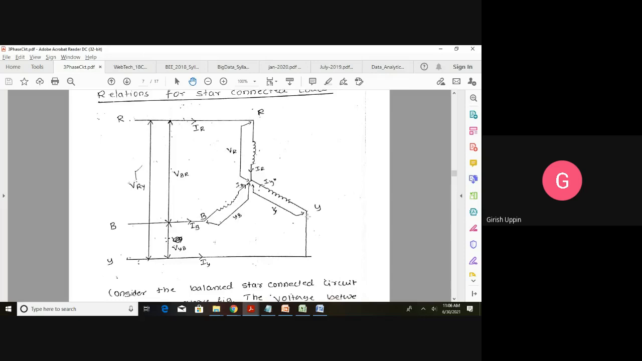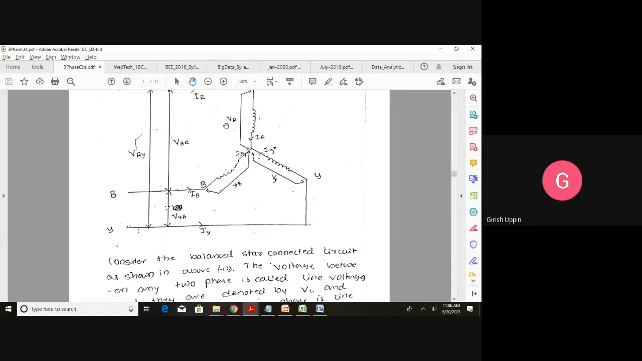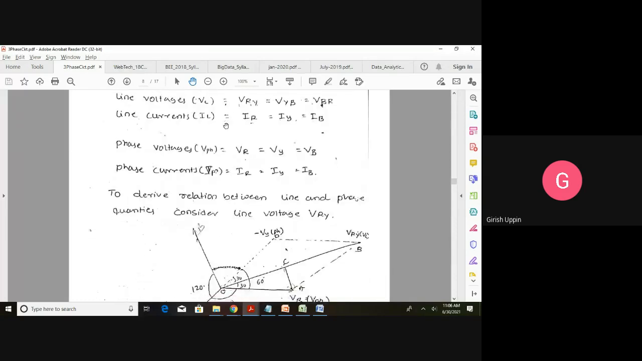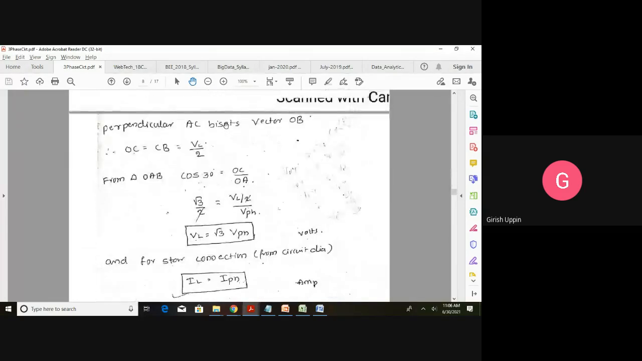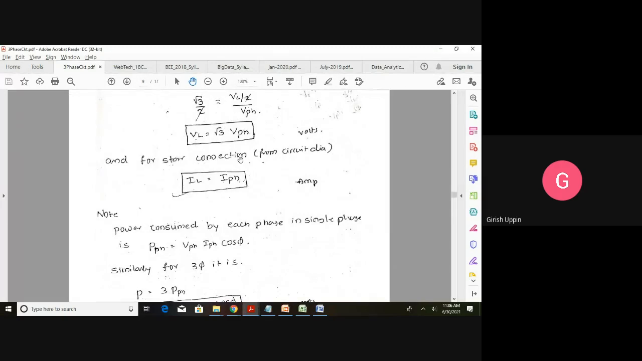Similarly, here whatever the current that is flowing here, the same current is also flowing in the phase. So in case of a star connected load, remember VL is equal to root 3 times V phase and IL is equal to I phase. Very, very important relation. We can solve a lot of problems based on these relations. This is the end of the derivation.